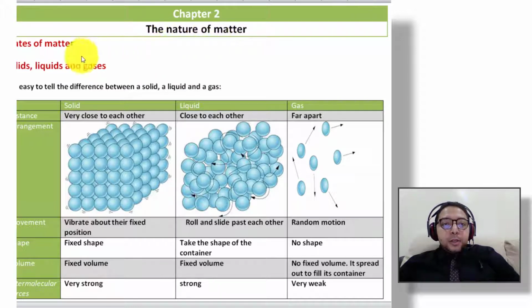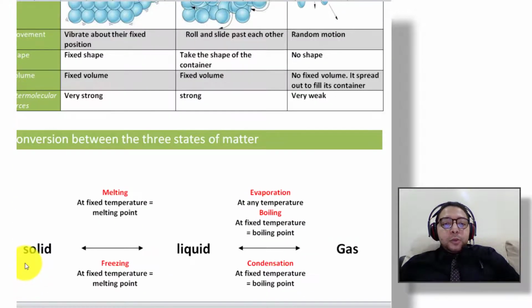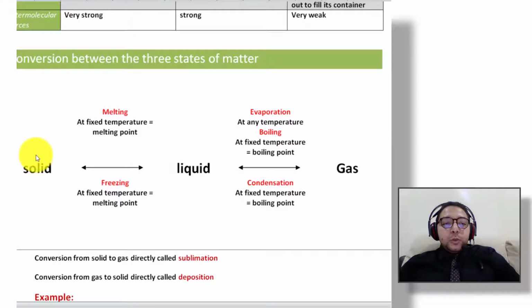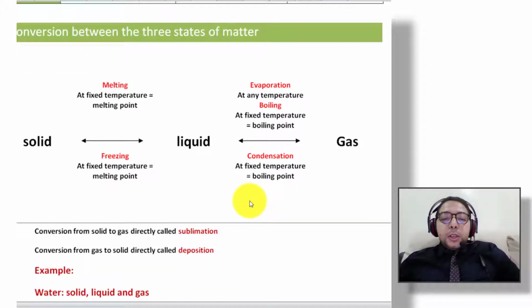Today we're going to complete the lesson of nature of matter. We have spoken about the differences between solid, liquid and gases in terms of the distance, arrangement, movement, shape, volume and intermolecular force. Then we have spoken about how to change between the different states of matter, from solid to liquid, liquid to gas. And then we have spoken about the exceptions of this process, which is sublimation and deposition.